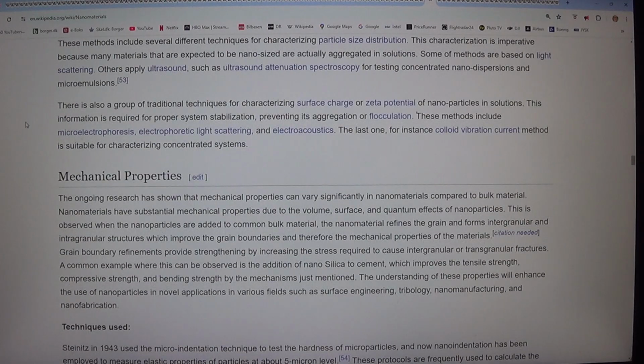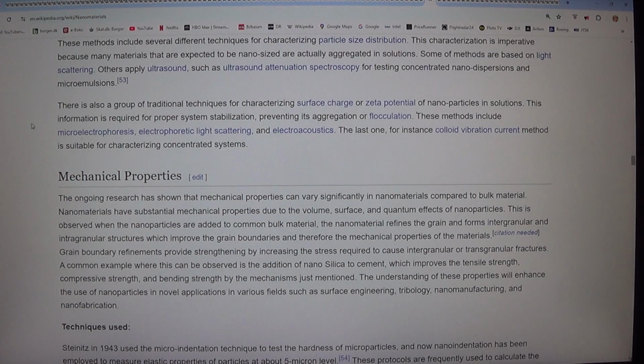There is also a group of traditional techniques for characterizing surface charge or zeta potential of nanoparticles in solutions. This information is required for proper system stabilization, preventing its aggregation or flocculation. These methods include microelectrophoresis, electrophoretic light scattering, and electroacoustics. The last one, for instance the colloid vibration current method, is suitable for characterizing concentrated systems.